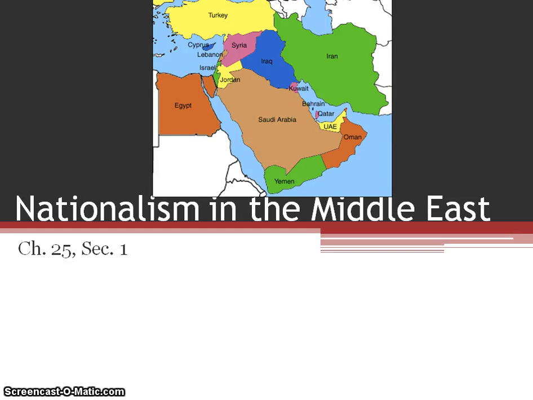This lesson is about nationalism in the Middle East, and this is chapter 25, section 1. You can see from the map above the region of the world that we're going to be talking about. Now, before we dive in, I do want to take a moment to look at some historic maps so we can see how this relates to empires we have studied previously.